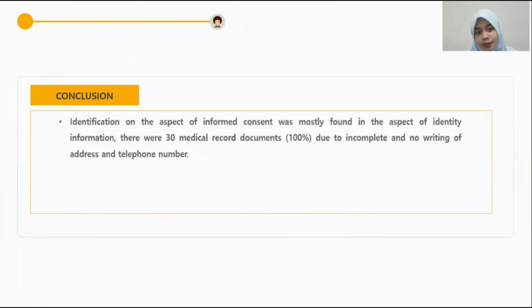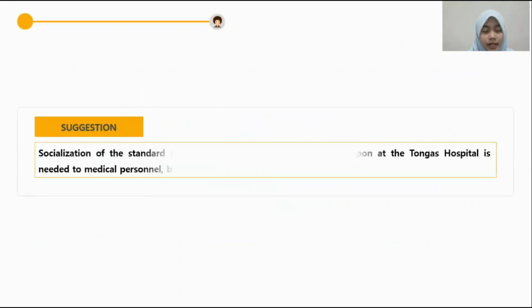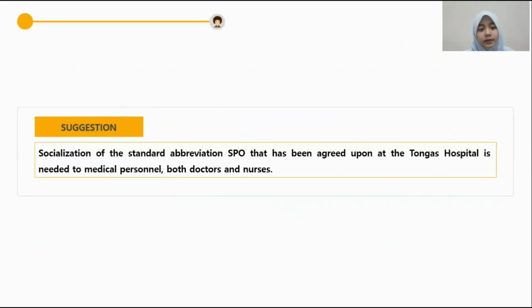So, the conclusion is: 1. Identification on the aspect of informed consent was mostly found in the aspect of identity information. 2. Identification in the review-of-record aspect was mostly found in the standard abbreviation aspect. So, the suggestion is that socialization of the standard abbreviations that have been agreed upon at the Tongass Hospital is needed for medical personnel, both doctors and nurses.